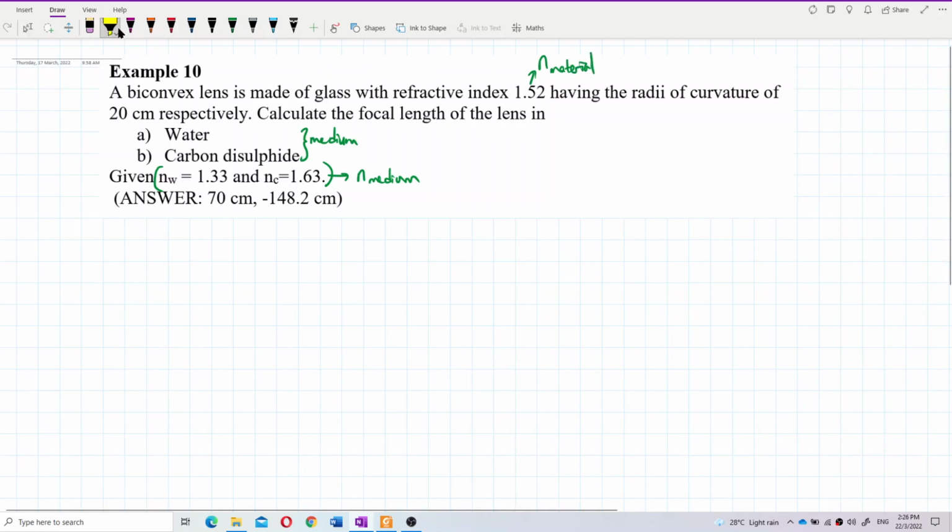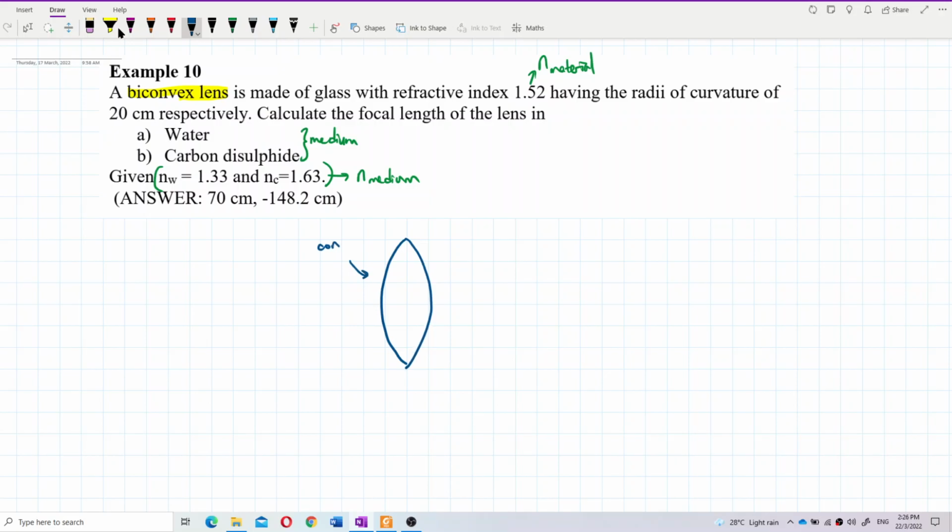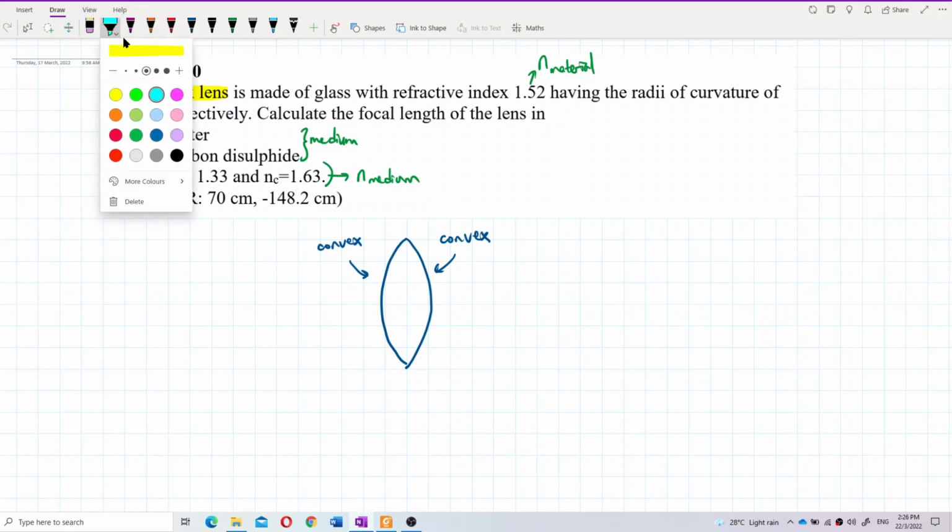Okay, it is a biconvex lens. Let's draw a biconvex lens. A biconvex lens is convex at both surfaces. That means from this side it is convex, and from the other side we look, it is also convex. This is the biconvex lens. Let's color our biconvex lens.